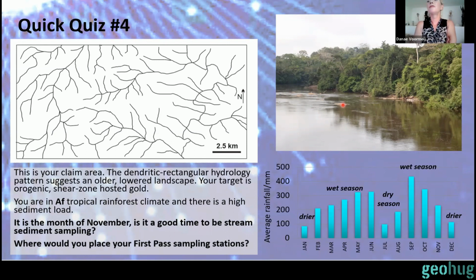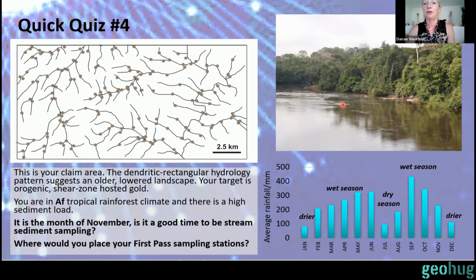Where would you place your first pass sampling stations? Right, so I put them on for you. For first pass, you want to get about 1 sample per square kilometer, and you want to sample at the confluences, and then maybe once or twice upstream. That's your first pass. Is November a good month?